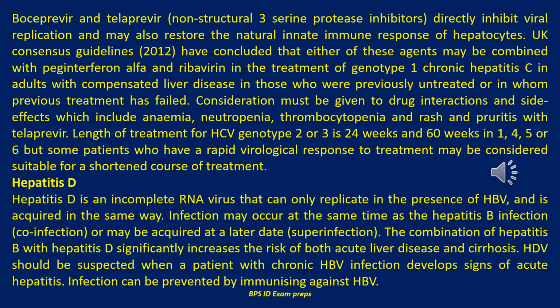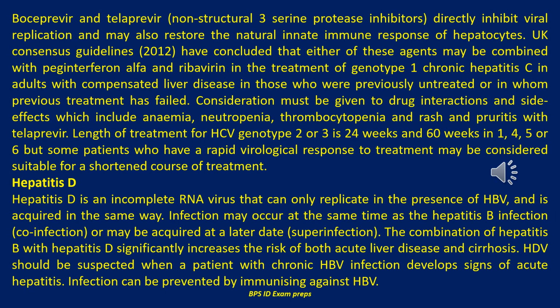Consideration must be given to drug interactions and side effects, which include anemia, neutropenia, thrombocytopenia, and rash and pruritus with tenofovir. Length of treatment for HCV genotype 2 or 3 is 24 weeks and 60 weeks in genotypes 1, 4, 5 or 6, but some patients who have a rapid virological response to treatment may be considered suitable for a shortened course of treatment. Next we will discuss hepatitis D.